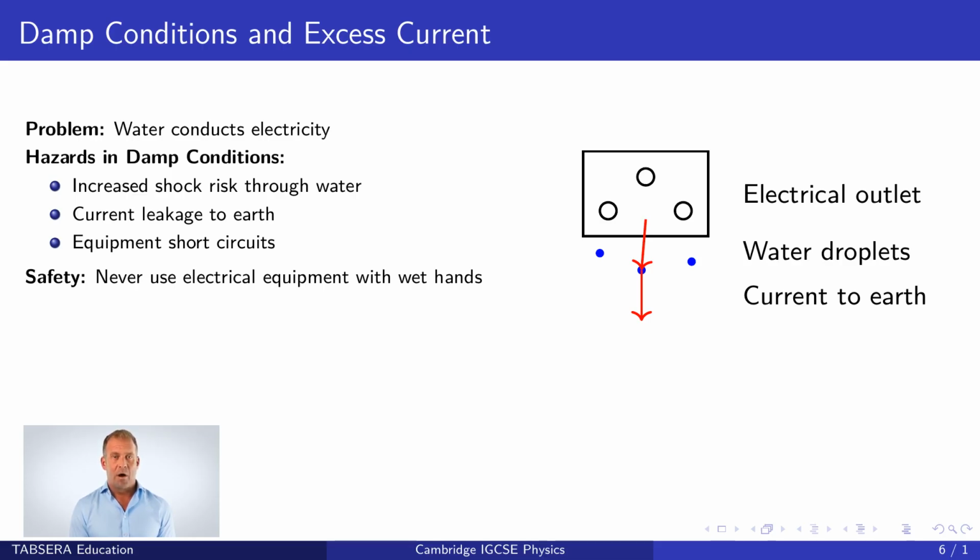Second, current leakage to earth. Electricity finds alternative paths through water to ground. Third, equipment short circuits. Water creates unwanted connections between conductors. Safety requires never using electrical equipment with wet hands or in damp environments. The diagram shows how current can flow from an electrical outlet through water droplets to earth, creating a dangerous situation.